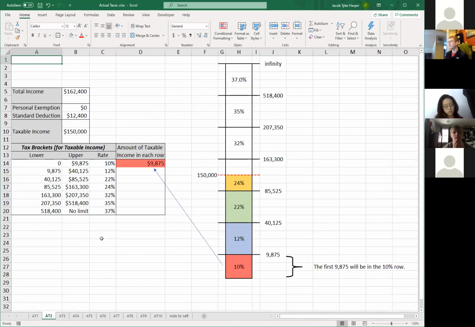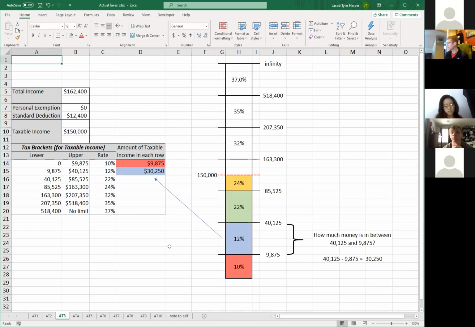If we have taxable income of 150,000, I'm going to use this vertical picture once again to think of this as a beaker that we're filling up from the bottom with all of our $150,000 of taxable income. We have a section for each one of these tax brackets. If we were doing this by hand, we would say, okay, the first 9875 is going to be down in this red area, this 10% area. So I'm going to take the first 9875 of my taxable income and place it right there.